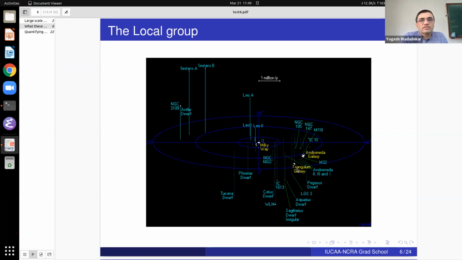And as we saw, these dwarfs, some of them are irregular, some of them are spheroidals, some of them are dwarf ellipticals, and so on. So they are different morphologies. Of course, the nearest dwarfs to us are the 2 Magellanic Clouds, the large and the small.